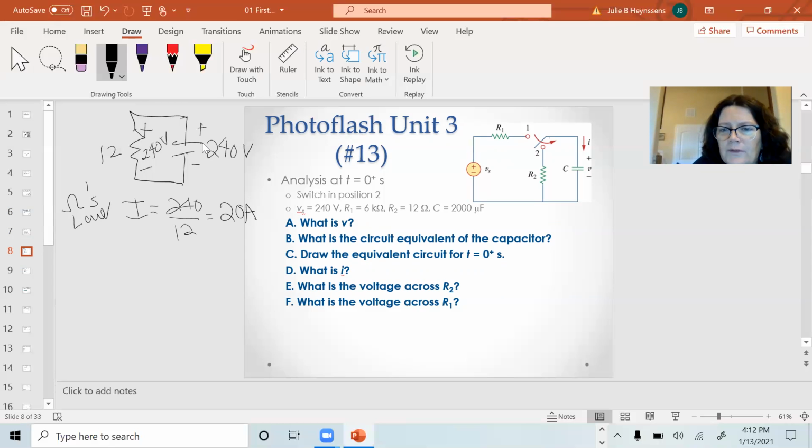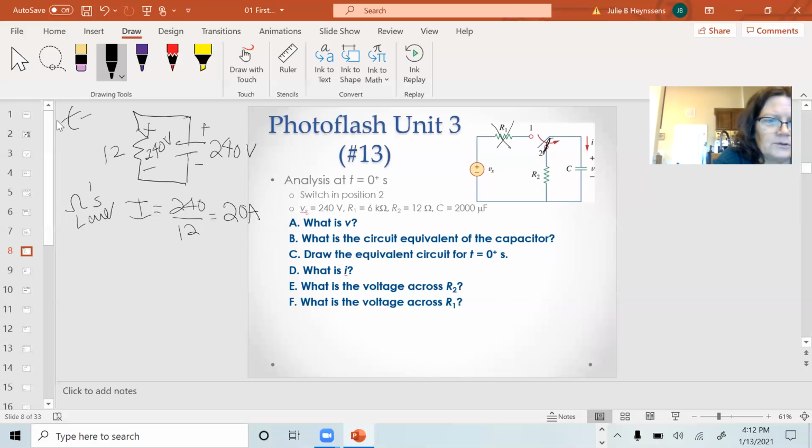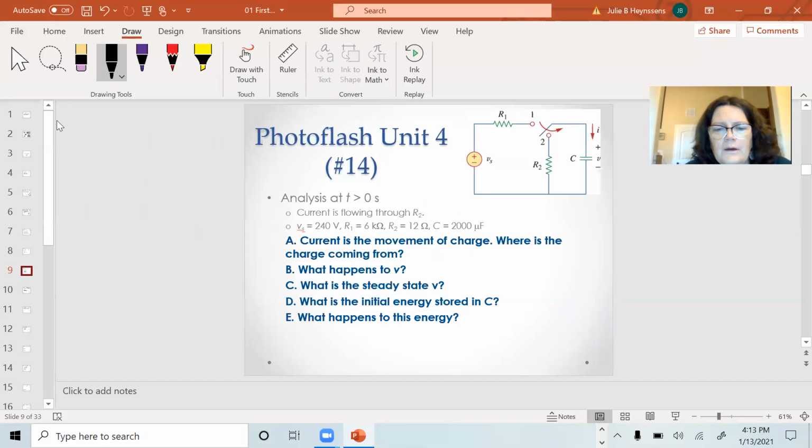And when I put this in position 2, now R1 is dangling, so no current can flow through that one. So this is what I call my T equals 0 plus circuit. You'll see the method to the madness in a few minutes. We figured out what the current is at T equals 0 plus. What's the next thing I'm supposed to say? I'm trying to do this in order. Okay.